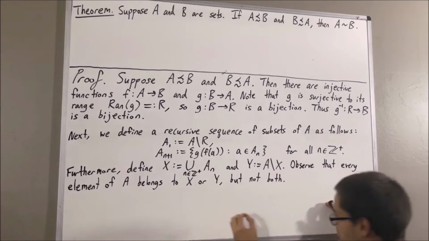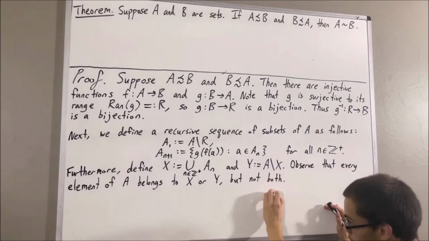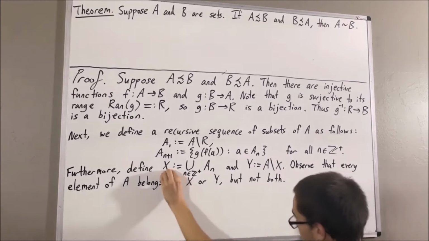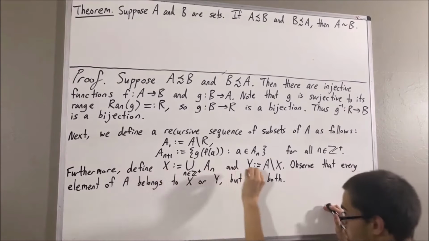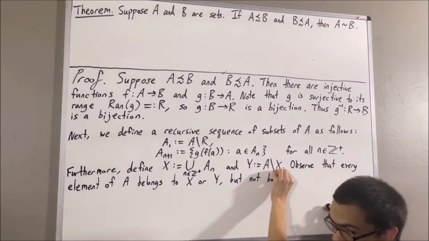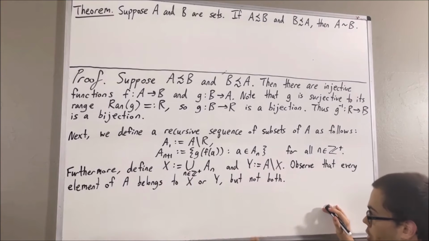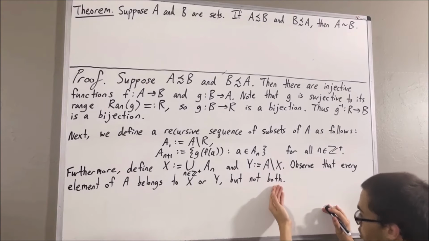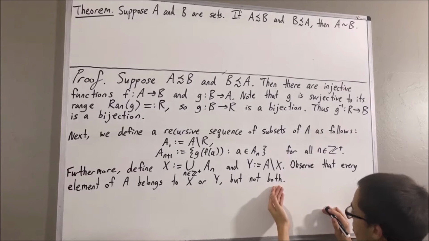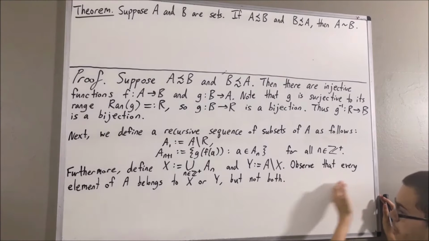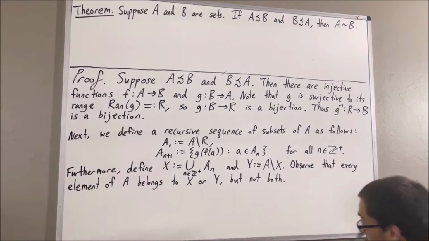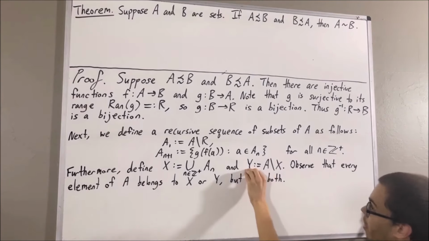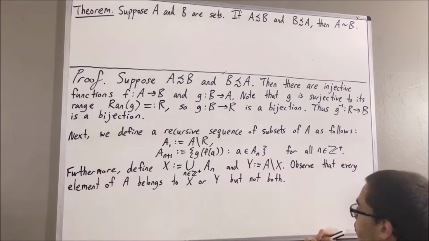So yeah, we can all agree that every element of A belongs to X or Y. How do we know we don't belong to both X and Y? Well, if we do belong to both X and Y, then we belong to X, and since we belong to Y, we don't belong to X. So that's a contradiction. So yeah, we don't belong to both X and Y. So we can agree that this is true. Another thing that's true is that every element of Y belongs to R.